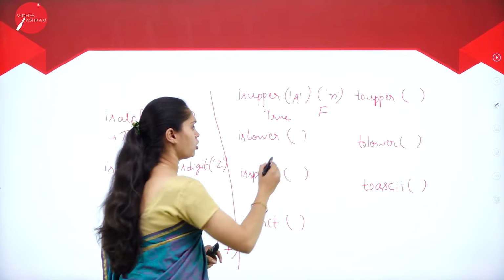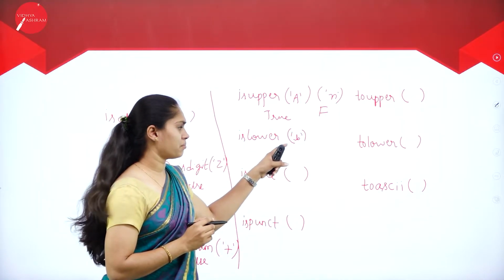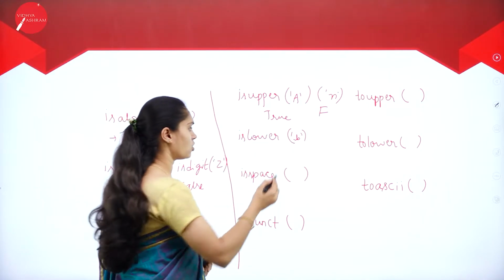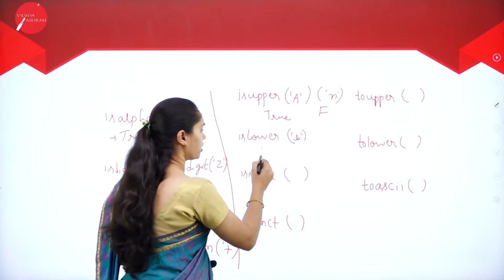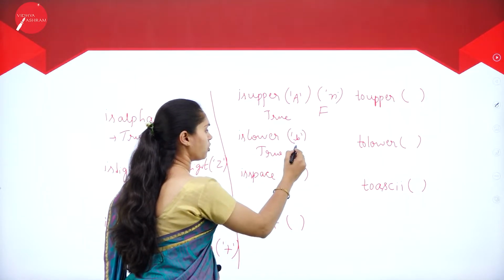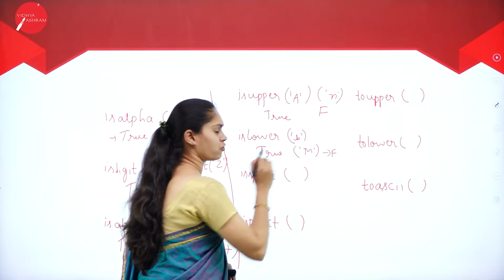Next, is lower. So let me consider B. I have taken an example, is lower of B. So, is this B a lowercase or small letter? Yes. So then it will return true. If I take an input like capital M, then this will be false.